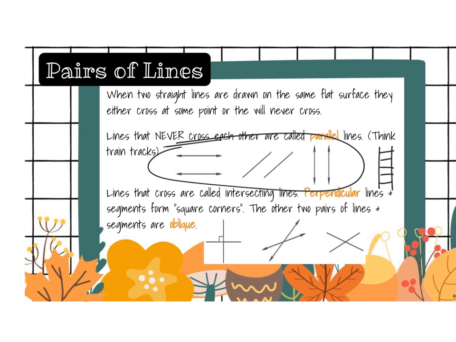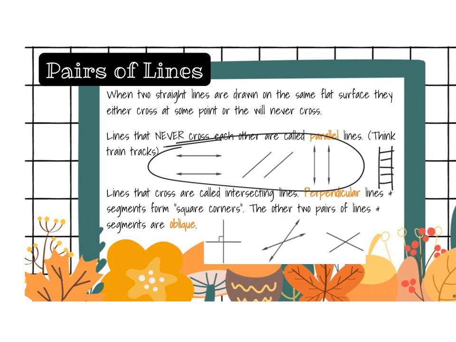Lines that cross are called intersecting lines. There are different types. There are perpendicular lines. Perpendicular lines are going to form squared corners or right angles. A right angle or a square corner is represented by this little square in the corner of your intersecting lines. If you see that, that means they are considered perpendicular. Can y'all say that with me? Perpendicular. Good.